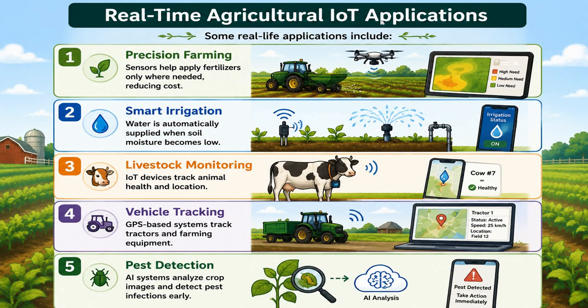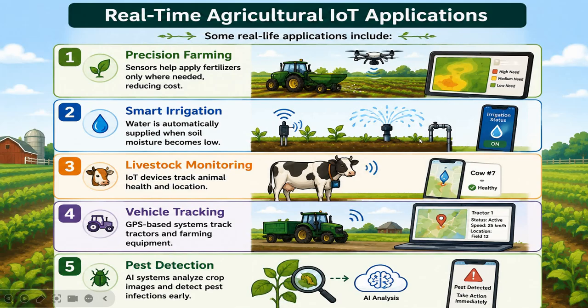Okay, then here you have some real-time agricultural IoT applications. First is precision farming. Here the sensors help apply fertilizers only where needed, and it reduces the cost. Then you have smart irrigation, where the water is automatically supplied when soil moisture becomes low.